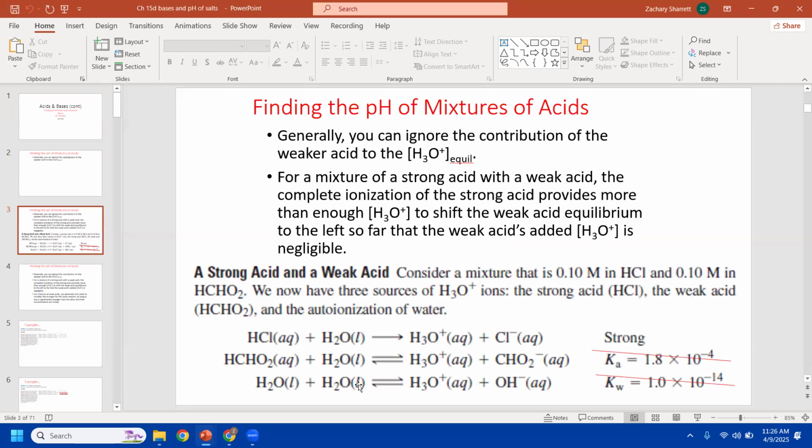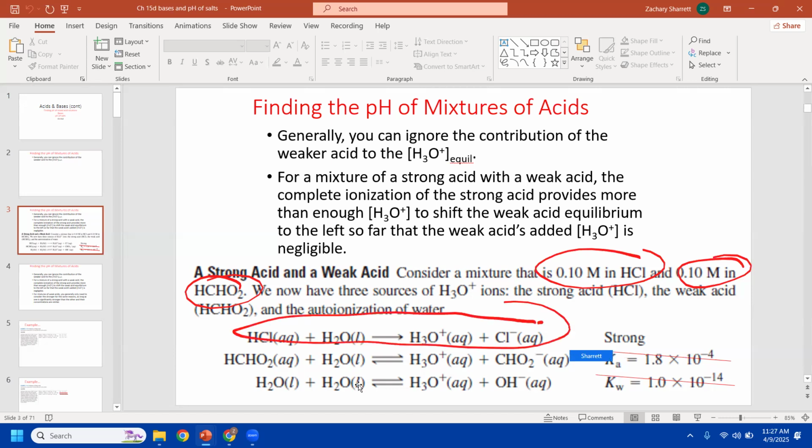What you have to be able to do is, let's say we were talking about a 0.1 molar HCl solution and a 0.1 molar formic acid solution. Now we would see that we have a strong acid that is going to generate protons, we have a weak acid that's going to generate protons, and then we have water that's going to generate protons. We automatically know that water is going to be negligible compared to the actual acid that's in there, right? So we can eliminate that one.